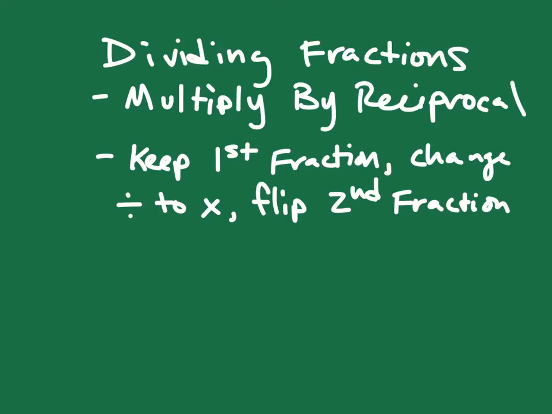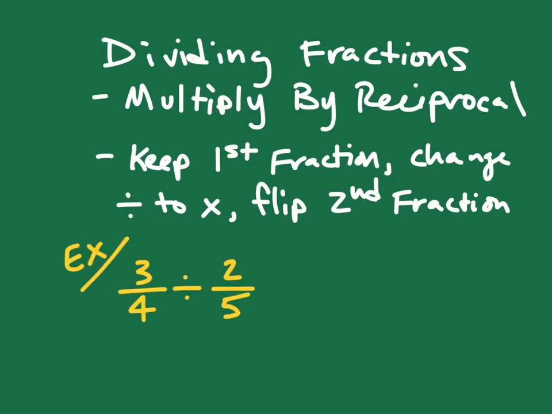It's just we add another step from multiplication. So what we do is we multiply by the reciprocal. And what that means is that we keep the first fraction, we change the sign from division to multiplication, and then we flip the second fraction, and then we just multiply. All right, so let's look at an example.